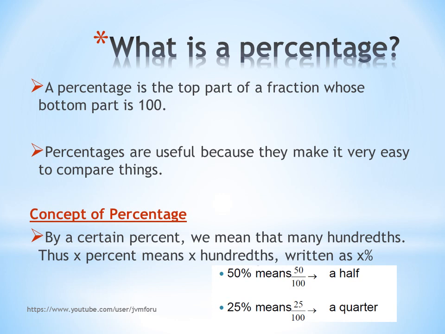We can see the example here. 50 percentage means we have half of the part of 100. 25 percentage means we have a quarter as a part of 100. In the same way, whatever the dividend and divisor we have, we have to convert that as a part of 100. That is what percentage actually is. Let us see the example.